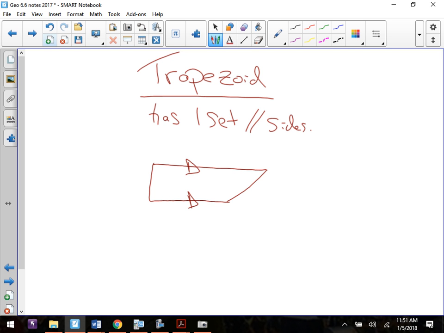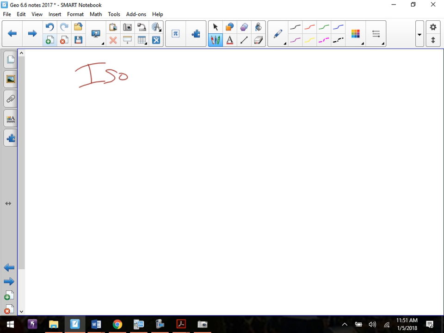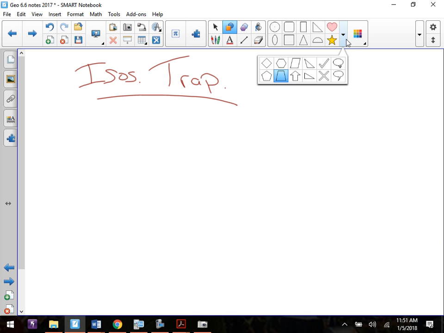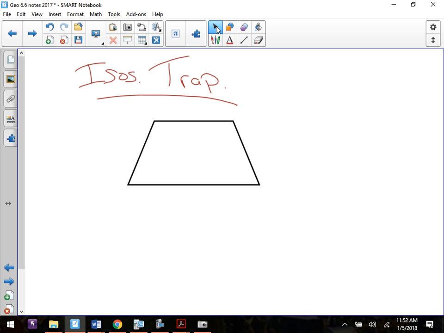That's a fancier trapezoid. So what you're drawing is the fancier trapezoid. The fancier trapezoid is the isosceles trapezoid, the one you're more accustomed to seeing. The isosceles trapezoid follows the rules of the trapezoid by having just one set of parallel sides, but it also has congruent legs. So the isosceles trapezoid has the one set of parallel sides and congruent legs.